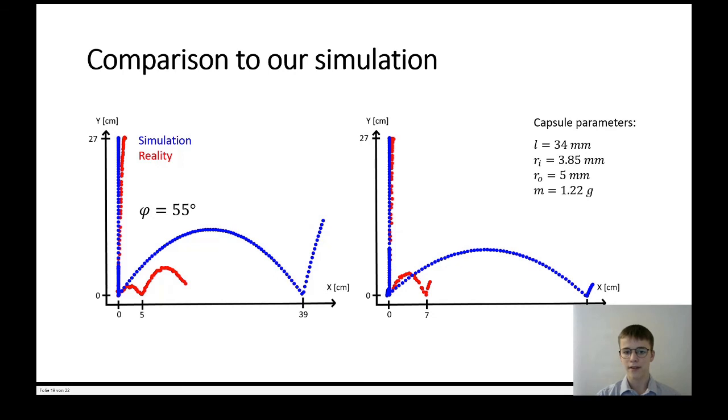In the second graph, the impact angle was 60 degrees, and both in the simulation and the reality, the capsule bounced off higher than in the graph before, because more energy is translated into kinetic energy. With an impact angle of 60 degrees, the capsule bounced off about 2 times higher in the simulation than in reality.